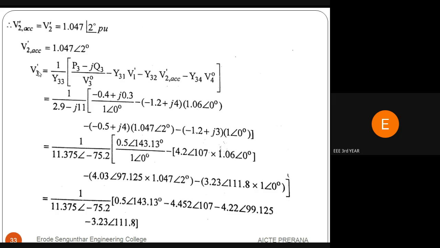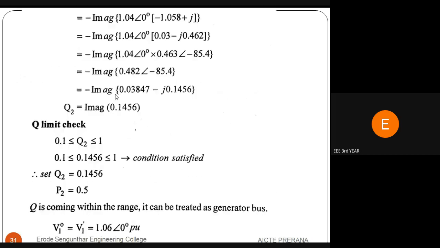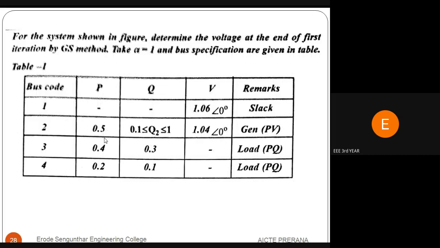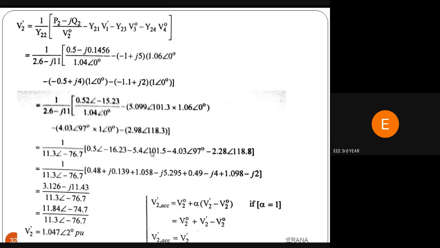V3 dash is equal to 1 by Y33, times (P3 minus jQ3) divided by V3 naught, minus Y31 V1 dash, minus Y32 V2 new, minus Y34 V4 naught. Substitute Y33 taken from the Y bus matrix, that value is 2.9 minus j11, into minus P3 value, minus 0.4 plus j0.3, which is given in the problem itself. You can see it here. Because it's a load bus, we have to take it directly. It is given directly as 0.4 and 0.3, that is P3 and Q3.